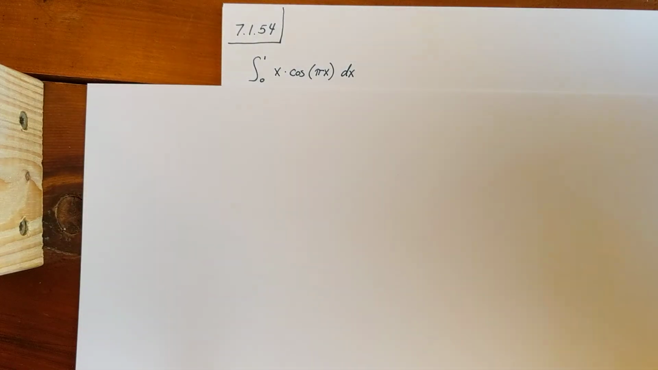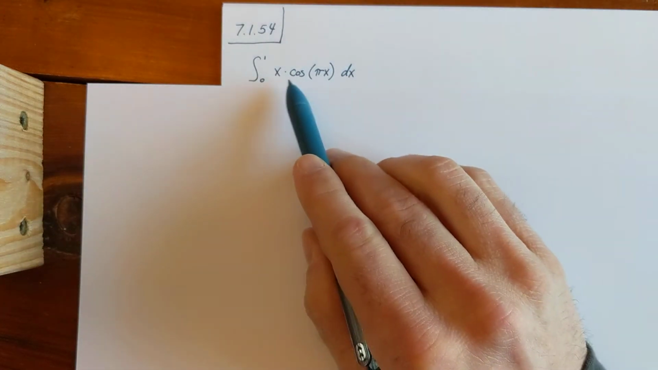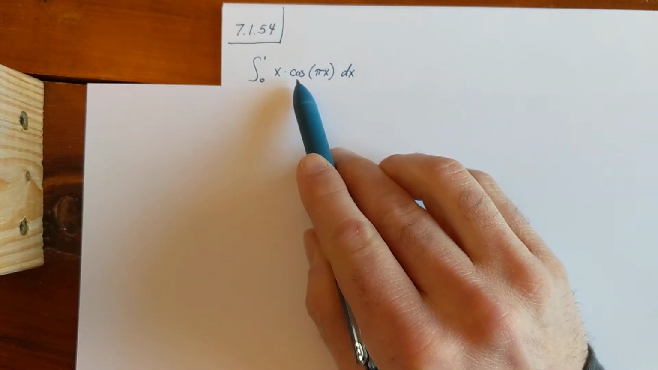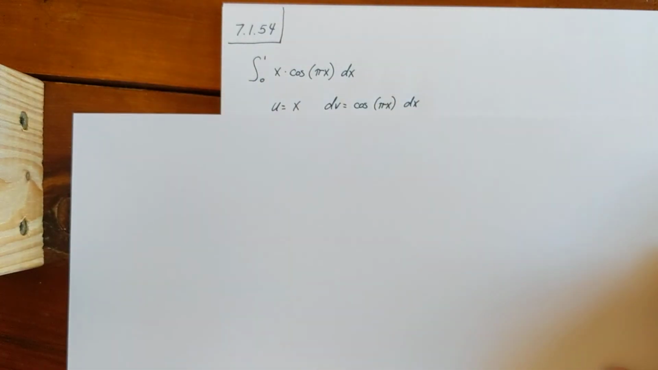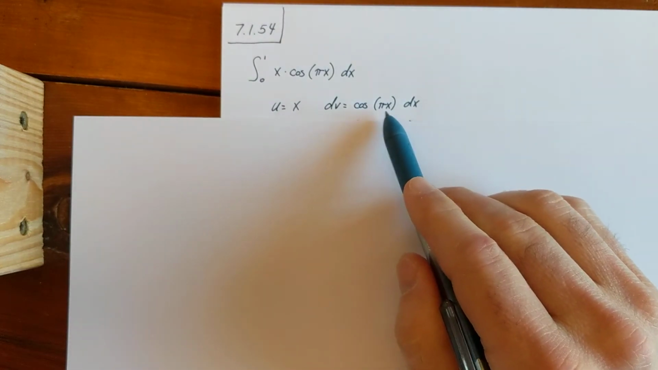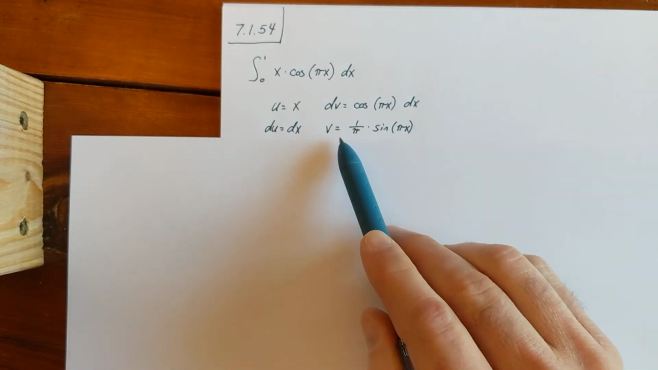Okay, 7.1, number 54, we've got a definite integral right here, and our integrand has two different parts. We've got a simple polynomial followed by a trig. So according to LIPET, we're going to let u equal the polynomial part of the function, which is just x, dv being everything else, the cosine of pi x dx. Du then simply becomes a dx.